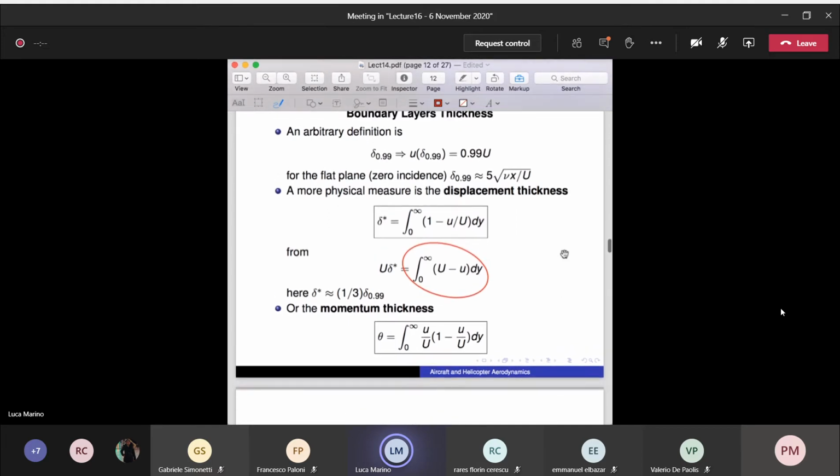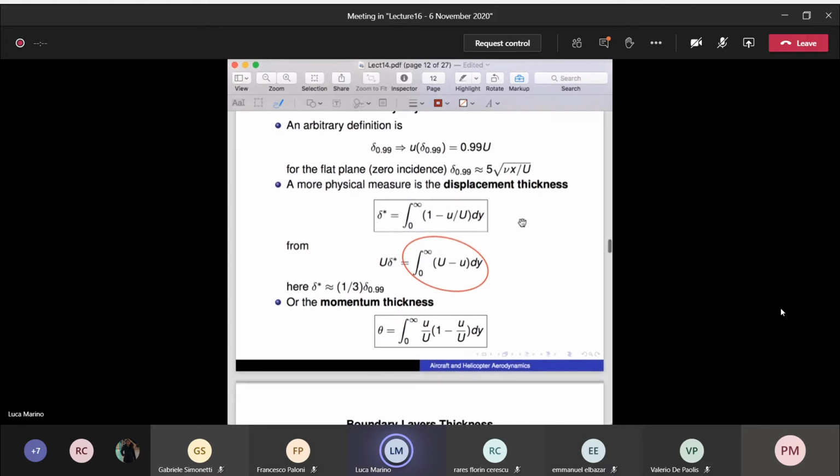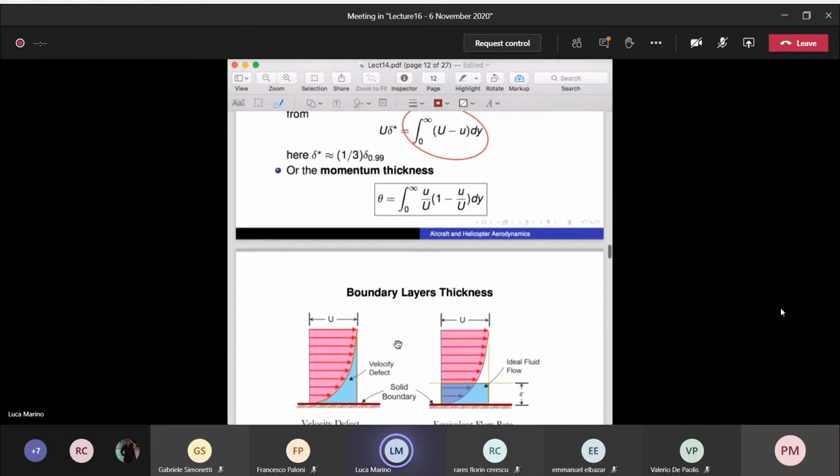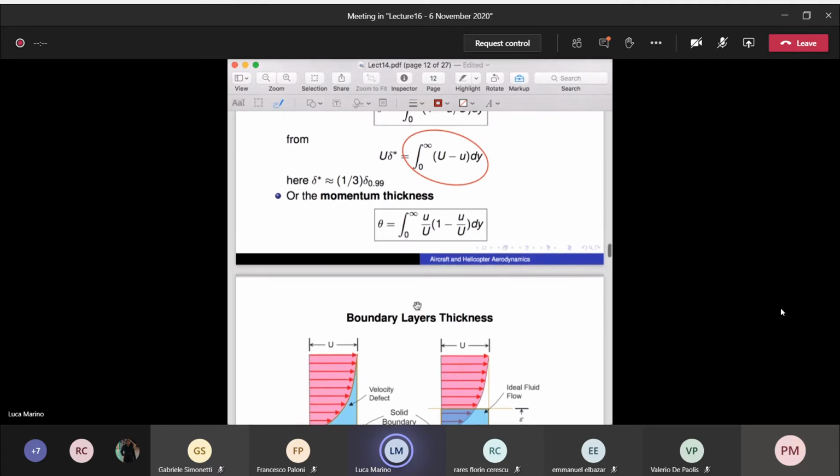Another possibility is not to work on the mass flow rate, so to make a balance of mass, but to make a balance of momentum, because also for the momentum, there is a difference in the flux of momentum with or without the boundary layer.